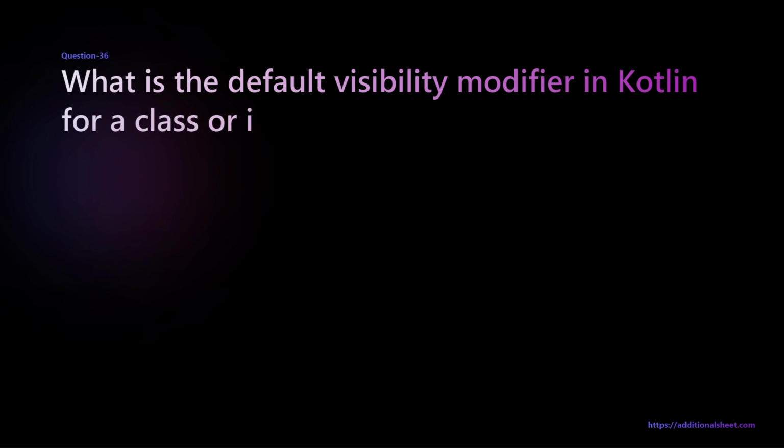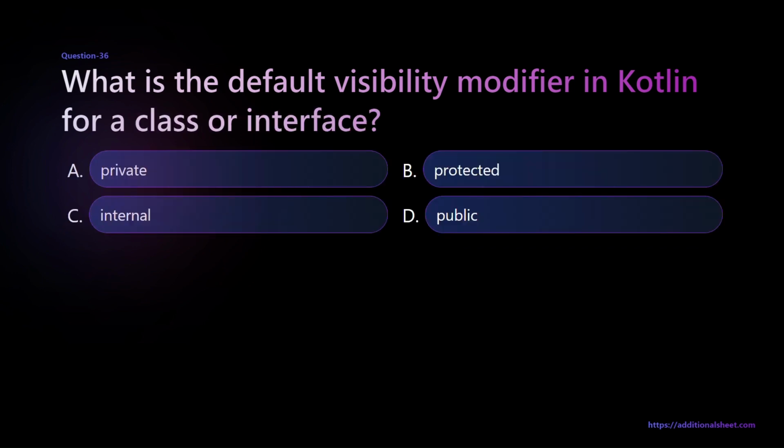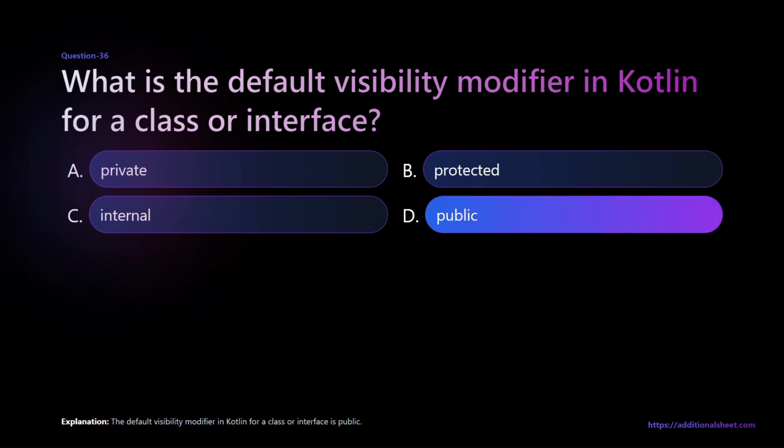What is the default visibility modifier in Kotlin for a class or interface? Option A, private. Option B, protected. Option C, internal. Option D, public. The correct answer is option D, public.